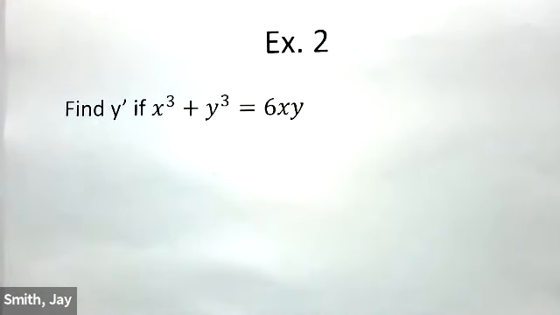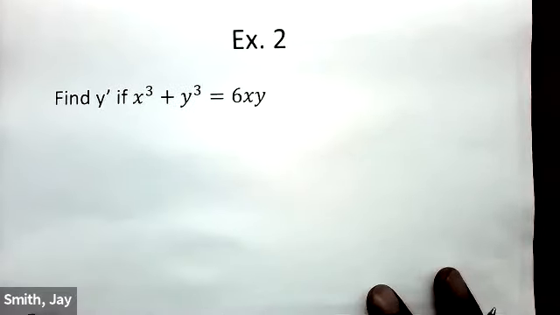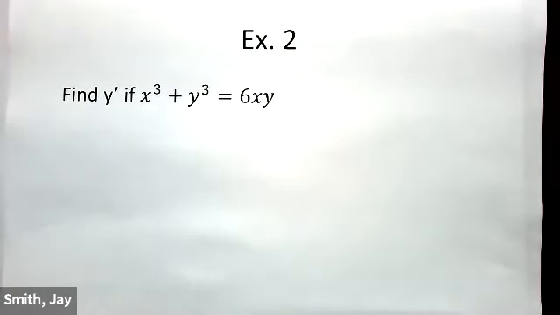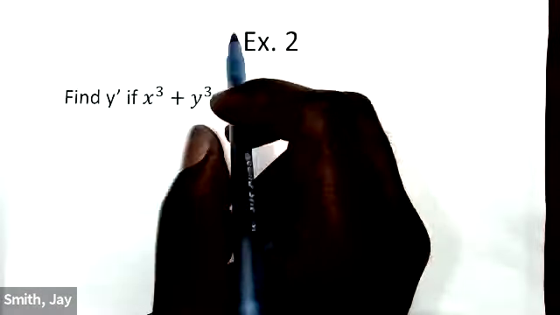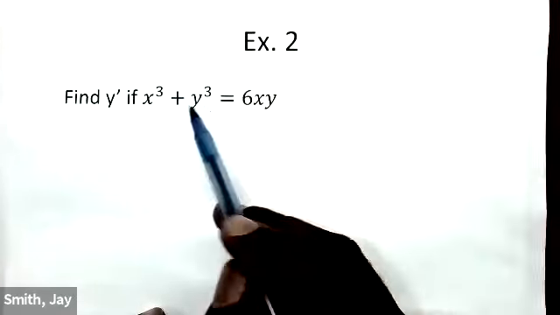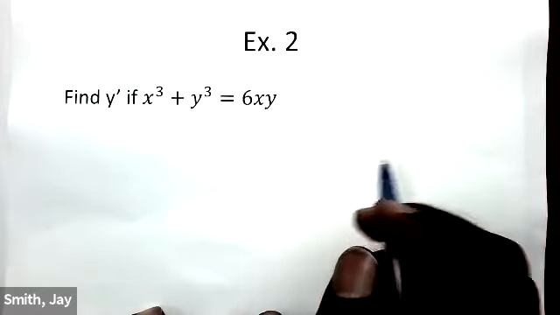All right, once we understand that it's an implicit differentiation problem, all the other techniques can still come into play. So in example 2, here we're asked to find y prime if x cubed plus y cubed is equal to 6xy. Now, first we want to recognize that it's an implicit differentiation problem. It does not explicitly tell us what y is in terms of x and x alone. So this is an implicit differentiation problem.